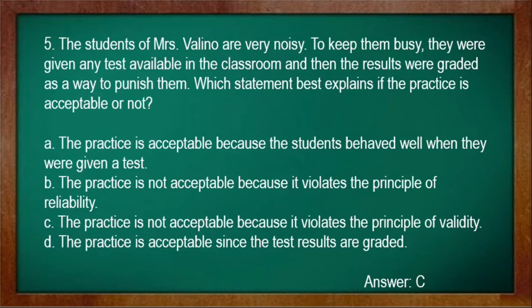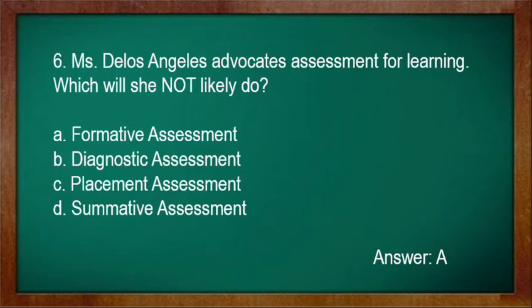Number 5. The students of Mrs. Valino are very noisy. To keep them busy, they were given any test available in the classroom, and then the results were graded as a way to punish them. Which statement best explains if the practice is acceptable or not? A. The practice is acceptable because the students behaved well when they were given a test. B. The practice is not acceptable because it violates the principle of reliability. C. The practice is not acceptable because it violates the principle of validity. D. The practice is acceptable since the test results are graded. Answer: C.